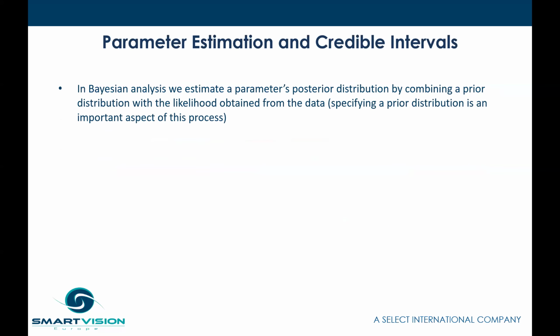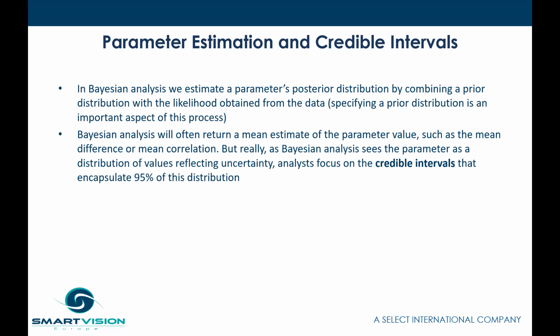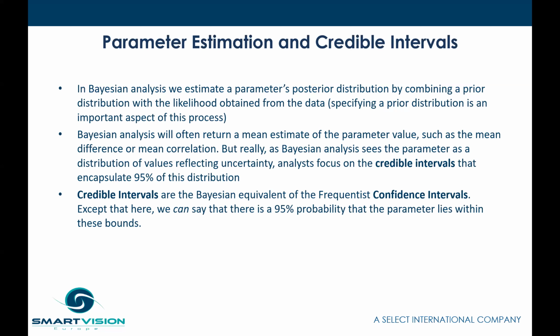In Bayesian analysis, we estimate a parameter's posterior probability by combining a prior distribution with the likelihood obtained from the data. We've already said this. Specifying a prior distribution is an important aspect of this process. Bayesian analysis will often return a mean estimate of the parameter value, such as the mean difference or the mean correlation. But really, as Bayesian analysis sees the parameter as a distribution of values, reflecting uncertainty, analysts tend to focus on credible intervals that encapsulate 95% of this distribution.